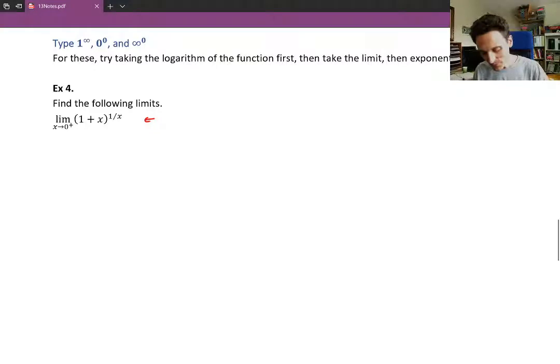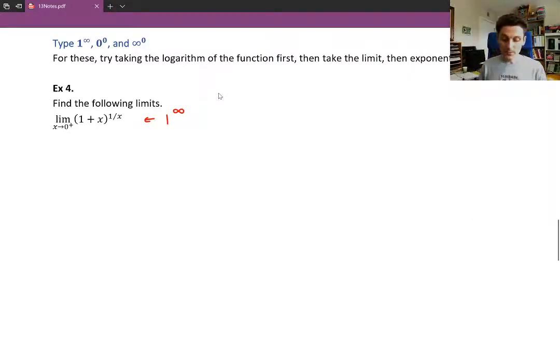So in this case, if we plug in x equals 0, the base is approaching 1, right? The base is never equal to 1 because x is approaching 0 from the right. So 1 plus x is never equal to 1, but it's getting close to 1 from the right side, in fact. Now, as x approaches 0 from the right, 1 over x is blowing up to positive infinity. So this is of type 1 to the infinity.